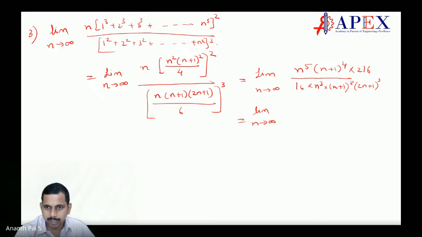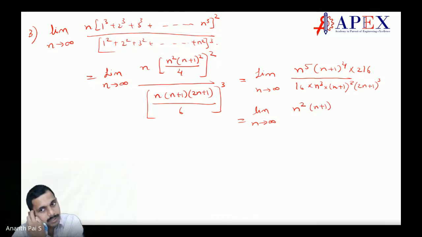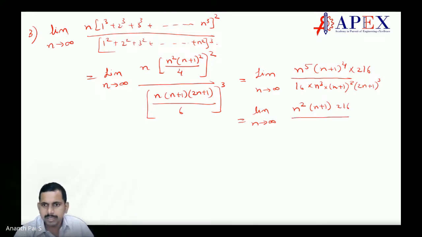Here we get n cube, so n square into n plus 1 cube is there, that is just that. And then here 216, correct? 216 divided by 16, into n plus 1 cube is cancelled, so we have 2n plus 1 the whole cube, correct? 2n plus 1 the whole cube, that is what you will get.